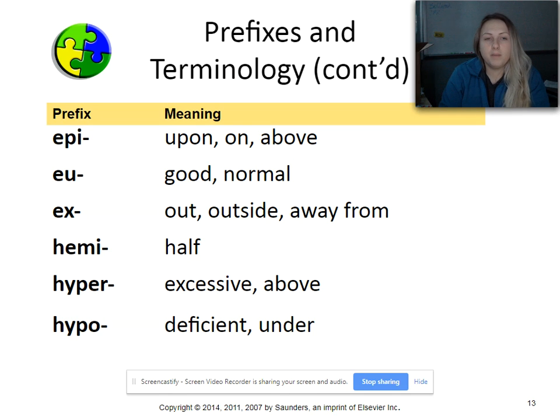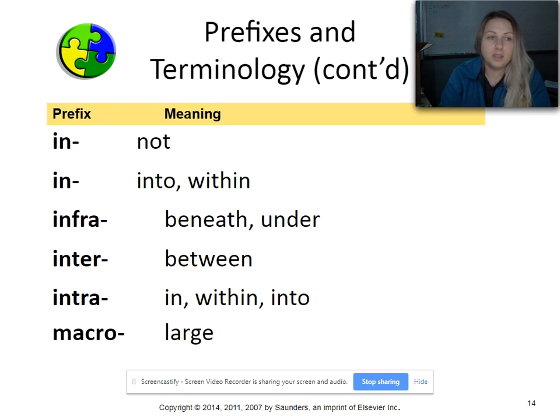Epi means above or upon, like the epigastric section of your abdomen, above your stomach. Eu is good or normal, like euphoria is a good feeling. Ex, like exoskeleton, talked about that. Hemi is half. So hemiplegia is paralysis, a weakening of one side of your body. Generally happens after a stroke. Hyper is excessive or above, like hyperglycemia. Hypo is deficient, like hypoglycemia.